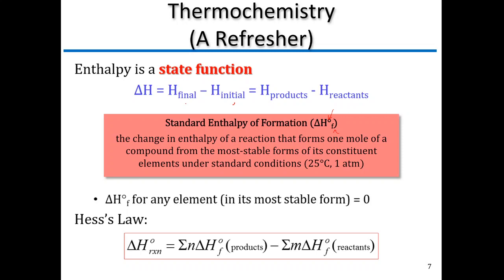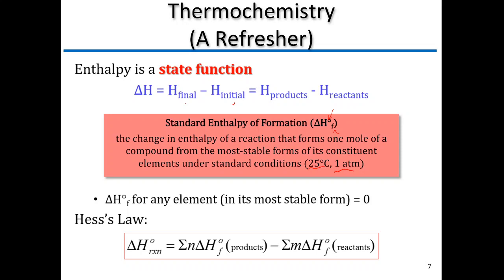So what is standard enthalpy of formation? This is the change in enthalpy of a reaction that forms 1 mole of a compound from the most stable forms of its constituent elements under standard conditions. In other words, it's the amount of heat that is released or absorbed when we take 1 mole of a compound and form it from the most stable forms of its elements. If we have something like water, we may say H2 plus O2 gives us water. I'll show you some definitions in the future. Since we're talking about standard enthalpy, this will be at standard conditions, of course, 25 degrees C and 1 atm.